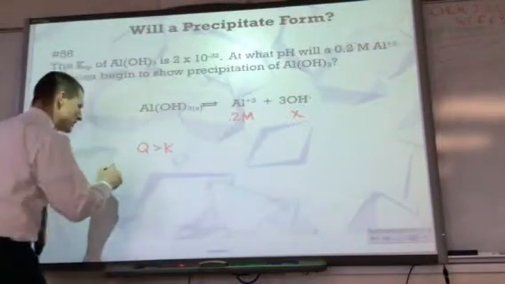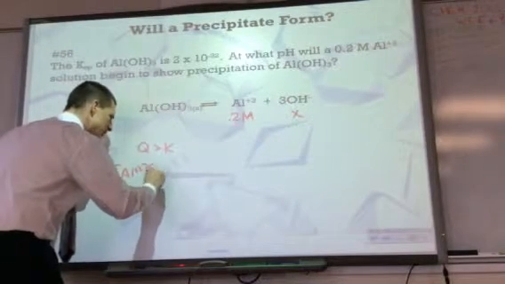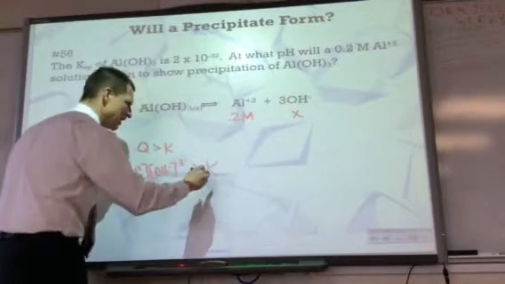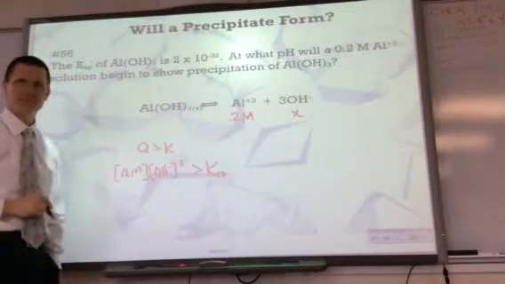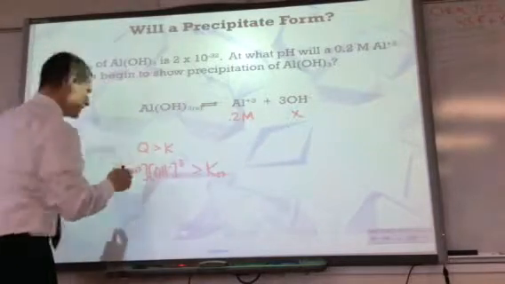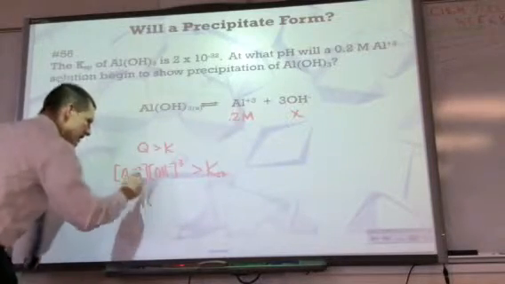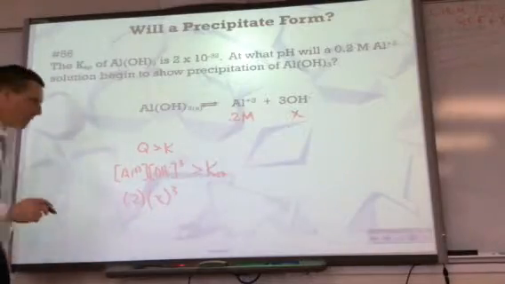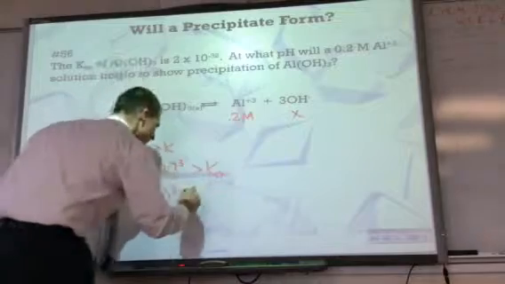And Q, remember, is calculated by taking the aluminum concentration times the hydroxide concentration cubed, and that has to be greater than the K value. And the K is given to us right there. So go ahead and plug the numbers into it. The aluminum concentration is 0.2. The hydroxide concentration is X, and it gets cubed. And that Q value has to be greater than 2 times 10 to the negative 32nd.